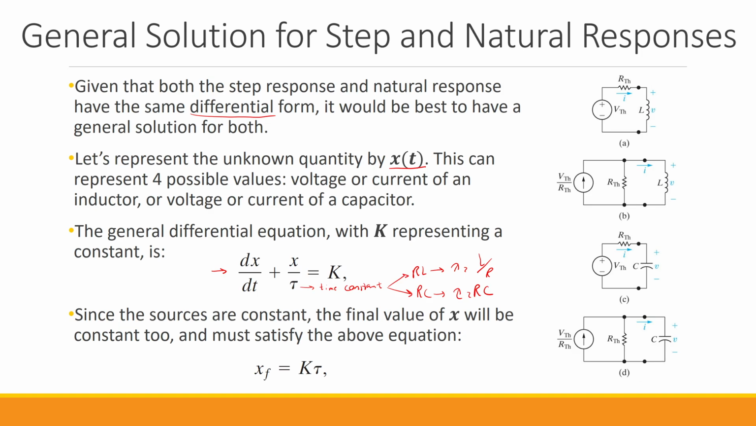Since the sources that we connect to such circuits are constant, we know that after all the transient changes happen, the final value for any of these four variables is going to be constant, whether it is the voltage or current of the inductor, or the voltage or current of the capacitor. So at t equals infinity, x(t) is a constant value. We call it xf, or the final value. In this case, the derivative dx over dt is going to be 0, which basically means that xf over tau equals k, or in another form, xf equals k multiplied by tau.